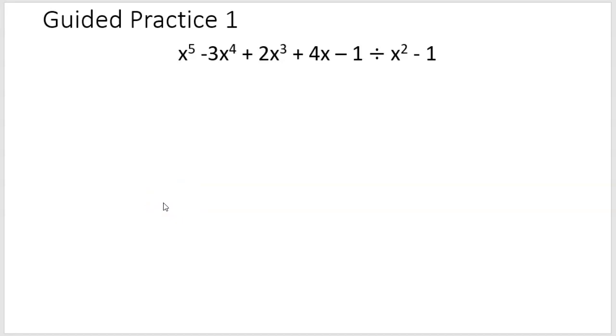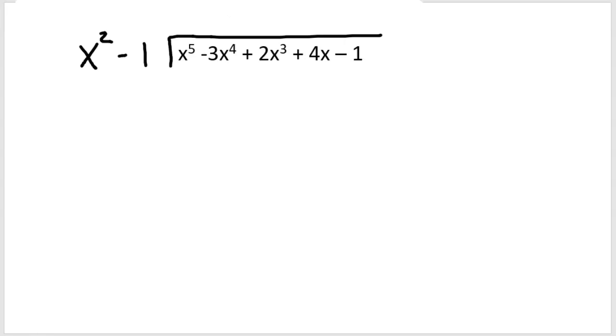Okay, so first of all is the setup. So we want to get our setup correct. The first thing you guys want to make sure that you know how to do is how to set it up. So go ahead, pause the video here and see if you guys can accurately set this thing up. Alright, so here's the setup. You have the polynomial x to the 5th minus 3x to the 4th, etc. underneath of the bracket. And then you have the divisor, which is x squared minus 1 on the outside.